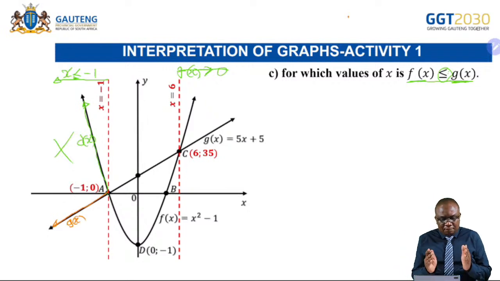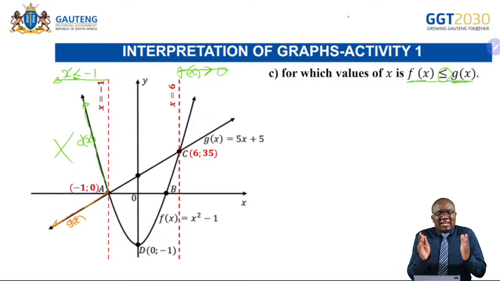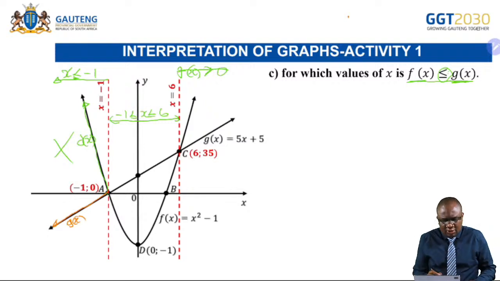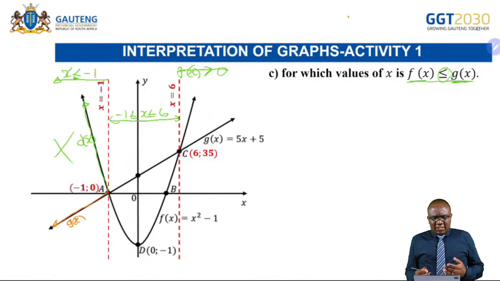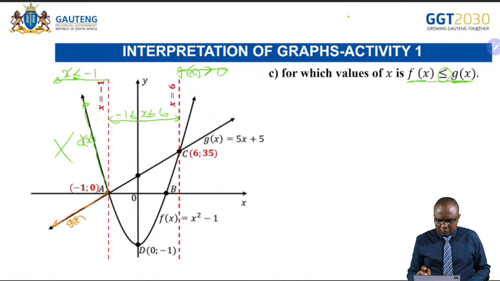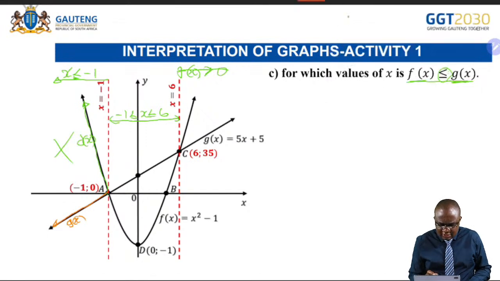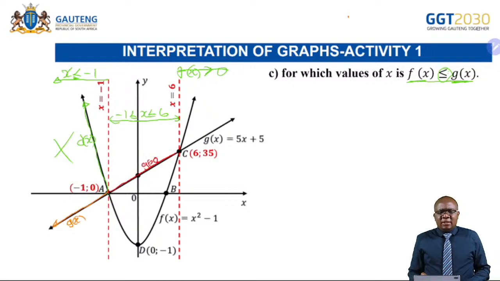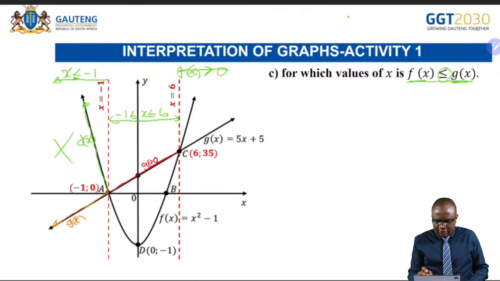Now let's look at between -1 and 6. This region, between -1 and 6. Okay, now which graph is above the other? Okay, let's check that. Right, this is g of x. Okay, and then where is the other one?